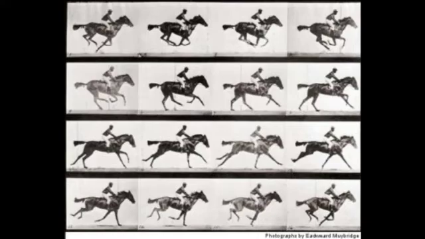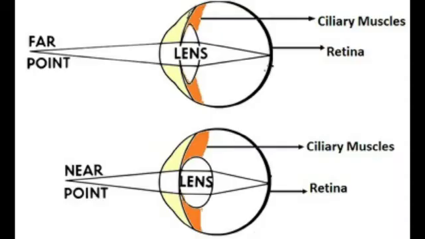Now we move on into the far and near point of the human eye. The minimum distance required to see objects distinctly without strain is called the least distance of distinct vision. It is called the near point of the eye. It is 25 cm for a normal human eye. The maximum distance up to which the eye can see objects clearly is called the far point of the eye. It is infinity for a normal eye.